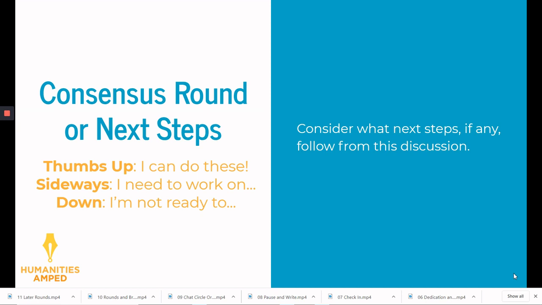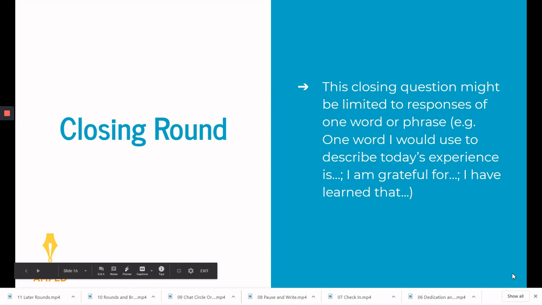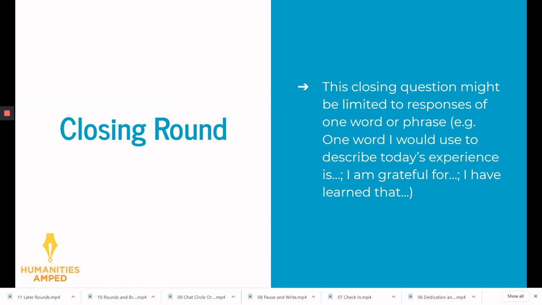Right after we do the closing round next, I'm going to show you the resources in the tinyURL that correspond with these slides. For example, I have a document that will show you how to reach consensus. We'll also look at some particular resources for creating key components of a circle. But once you're done with consensus and next steps, you're going to close the circle.